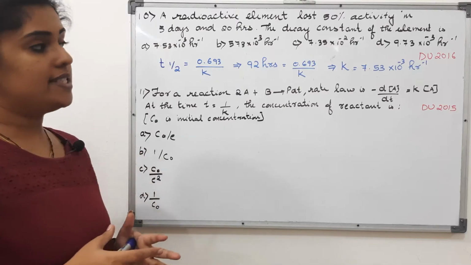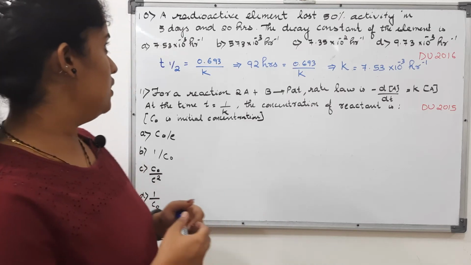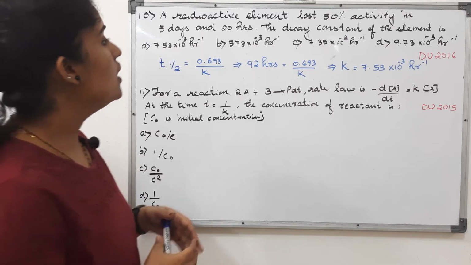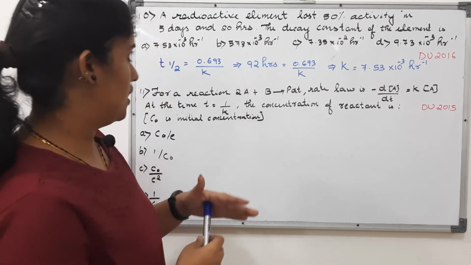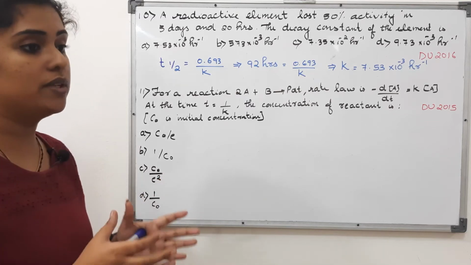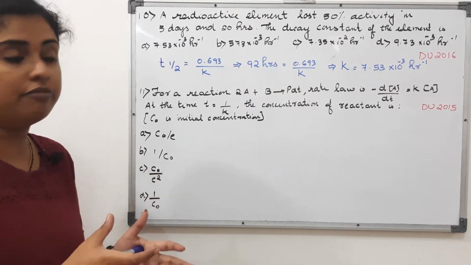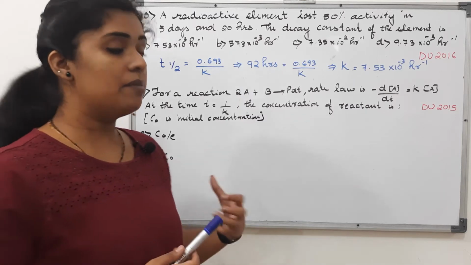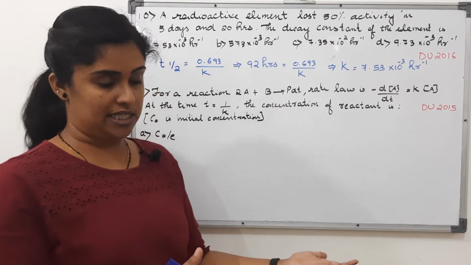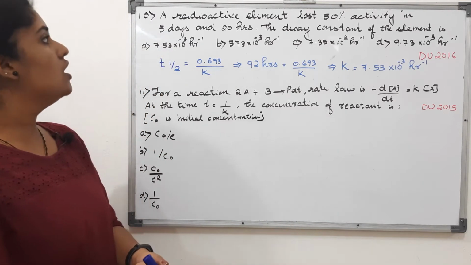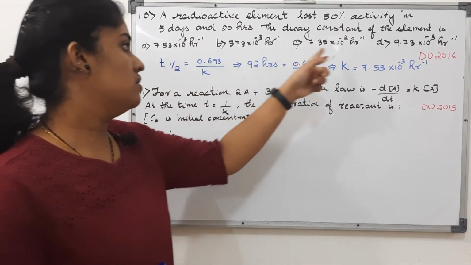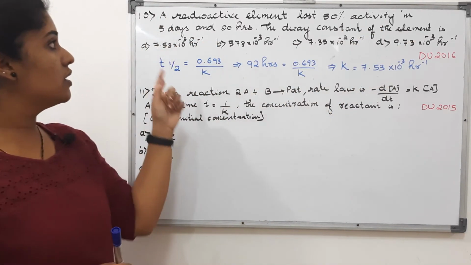Okay. The 10th question is DU 2016 question. A radioactive element lost 50% activity in 3 days and 20 hours. The decay constant of the element is dash. So they told that the element has lost 50% activity in some time, which means that the time that is given is half-life, because the time it takes for the reactant to reduce to 50% of its initial concentration is called half-life, right? So in this case, 50% activity is lost in 3 days and 20 hours. And now our answer is all in hour inverse. So you have to convert this days also.